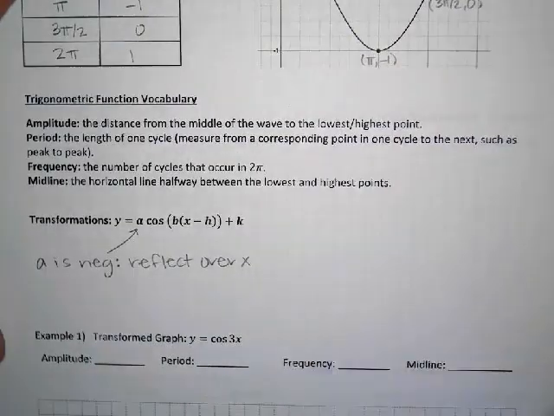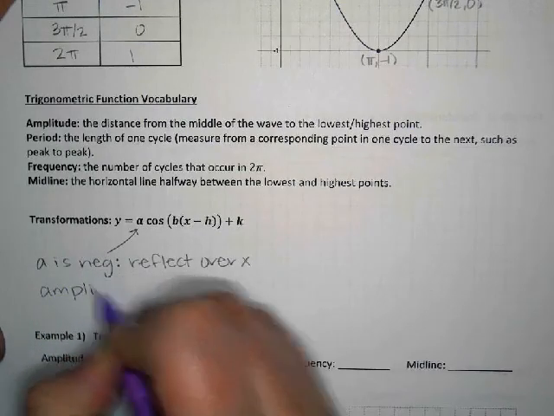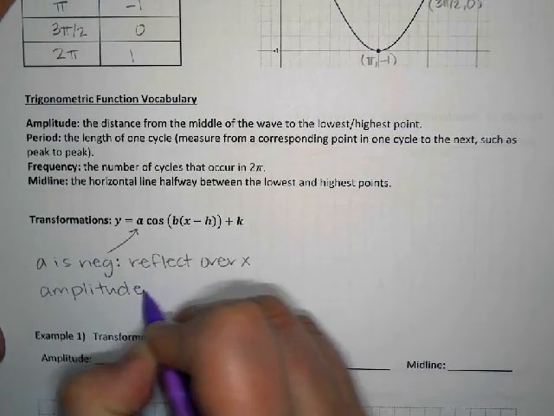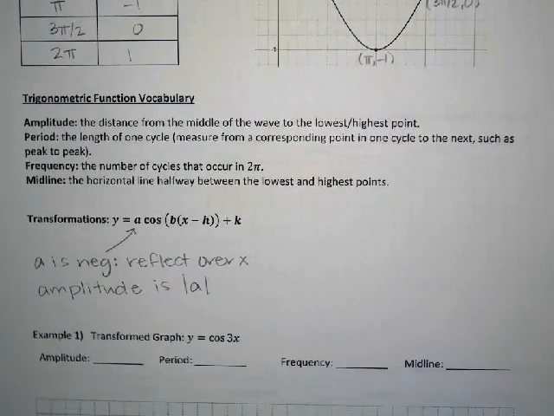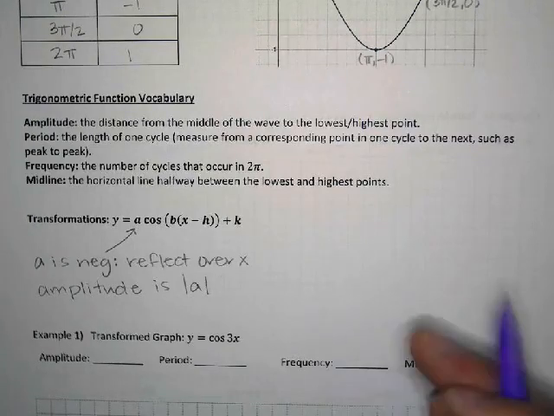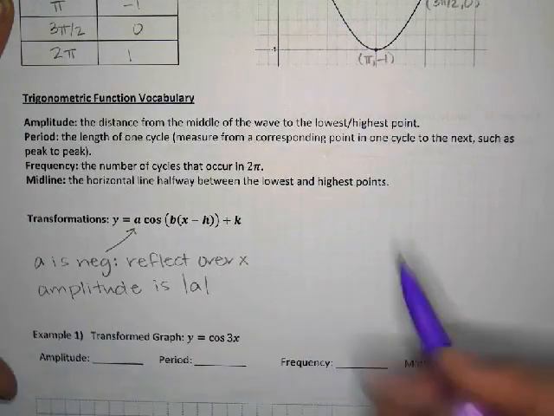We also know that the A value is the amplitude. So the amplitude is the absolute value of A, because the amplitude is the distance from the midline to the top of the curve. So the maximum, it's the distance from the midline to the maximum, the distance from the midline to the minimum. So the amplitude is the absolute value of A.